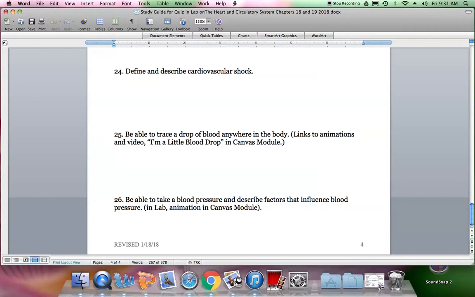There's also a really nice animation that's a link within this Canvas module for the quiz exam on the heart and circulatory system, chapters 18 and 19. But again, this will be as a lab activity.